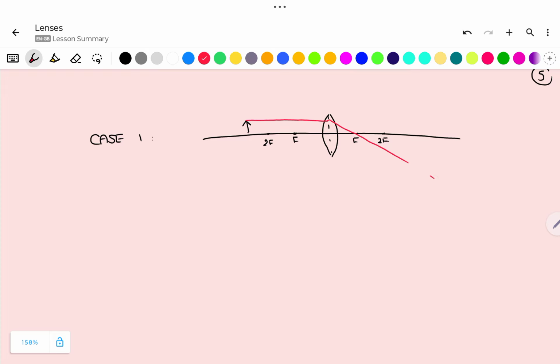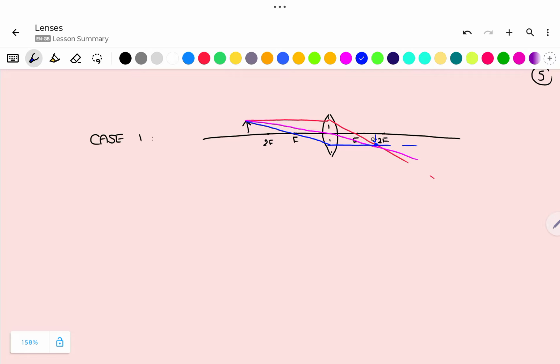And then the second line should be also from the top, but passing through the center. And the third one should pass through the focus point till you reach the lens, and then you're going to go parallel. Where the 3 of them meet, you're going to draw your image.